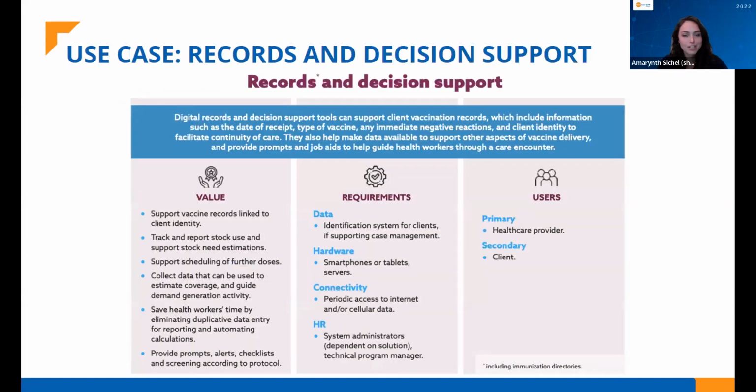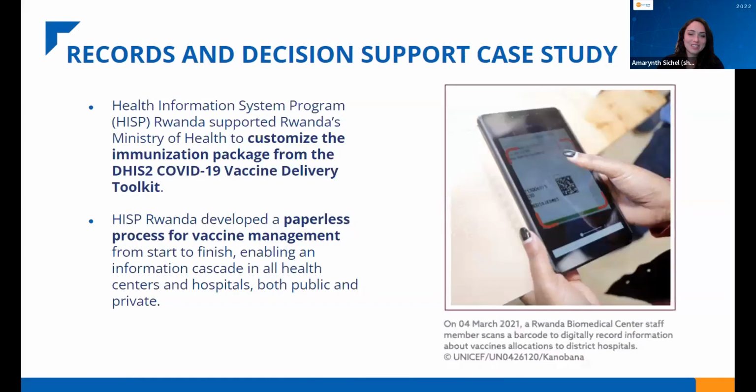Next, we have records and decision support. So this falls under the service delivery category on the framework. And as the name suggests, records and decision support tools can do things like document immunization records and potentially link to your ID, and also can provide job aids to support healthcare workers as they do their work. Again, here you've got all those nice details that you can click around in later.